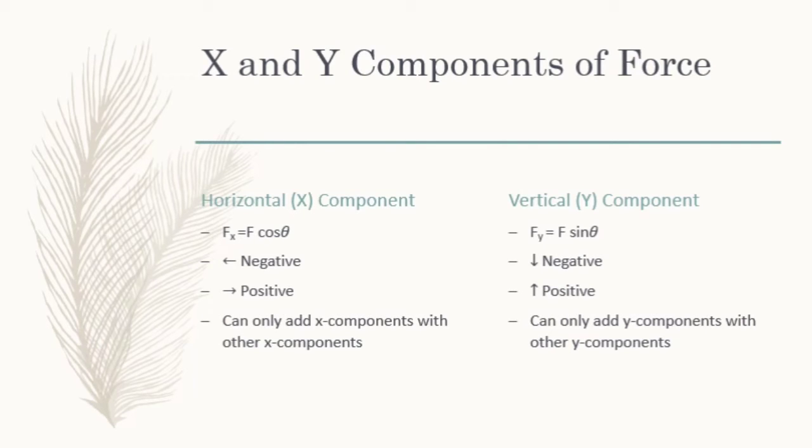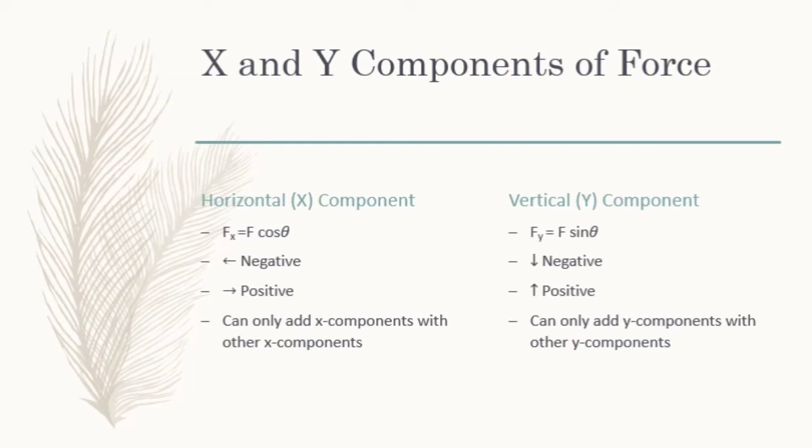X and Y components of force. We have the horizontal component and the vertical component. And just like when we did 2D kinematics, you kind of have to deal with them separately. The way you get Fx is to take the original force times cosine of the angle at which the force is applied, whereas Fy is the original force F times sine of the angle at which that force was applied.